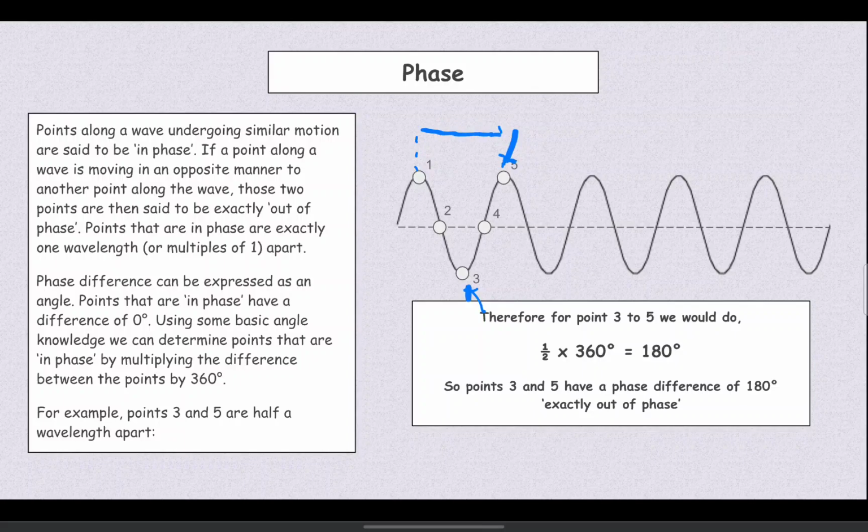So this here is a complete wavelength from 1 to 5. And so half of a wavelength would fall directly down to 3. So we know between 3 and 5 there is half a wavelength. So therefore we would go half times 360 equals 180, which would mean points 3 and 5 have a phase difference of 180 degrees, or they're exactly out of phase. When something has a phase difference of 180 degrees, they are exactly out of phase.